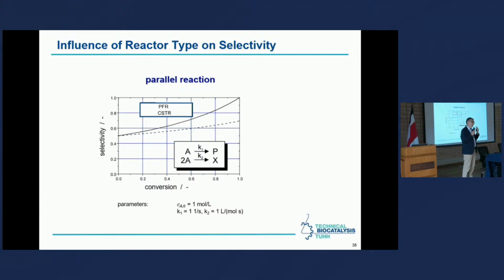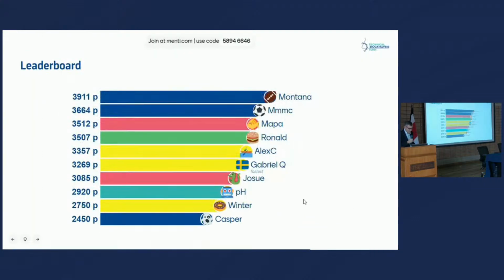You can just think about these principles, the graph we saw before, the difference in performance between a plug flow reactor and the CSTR. The CSTR operates continuously at the highest product concentration. In the plug flow reactor, we build up the product over time, and we have a similar behavior for the starting material. And you see, the side product is initiated by a high concentration of the starting material. Okay, switching over to Mentimeter for the question.